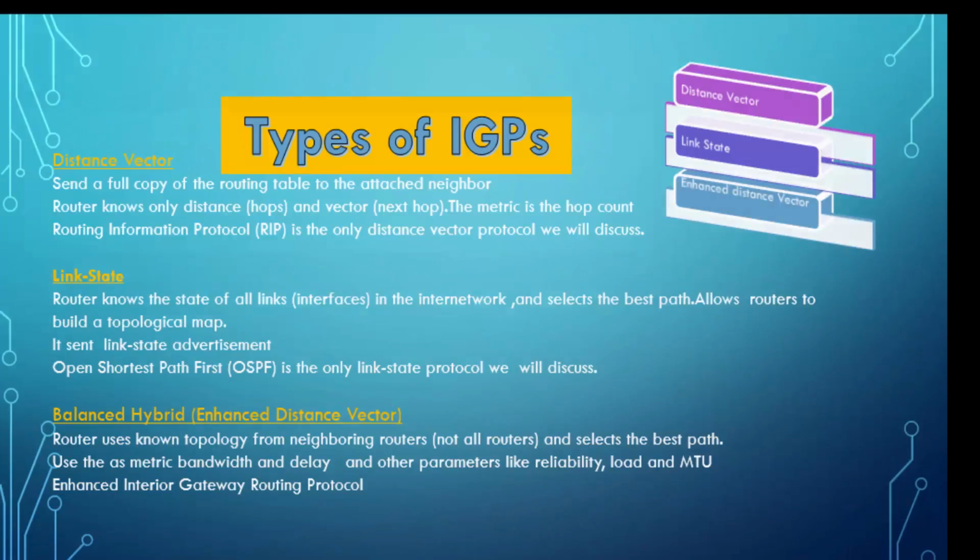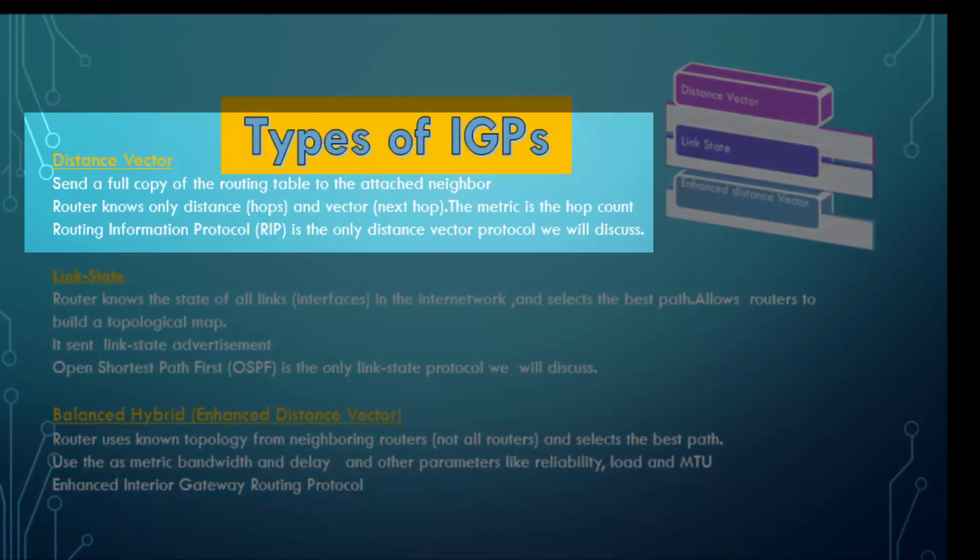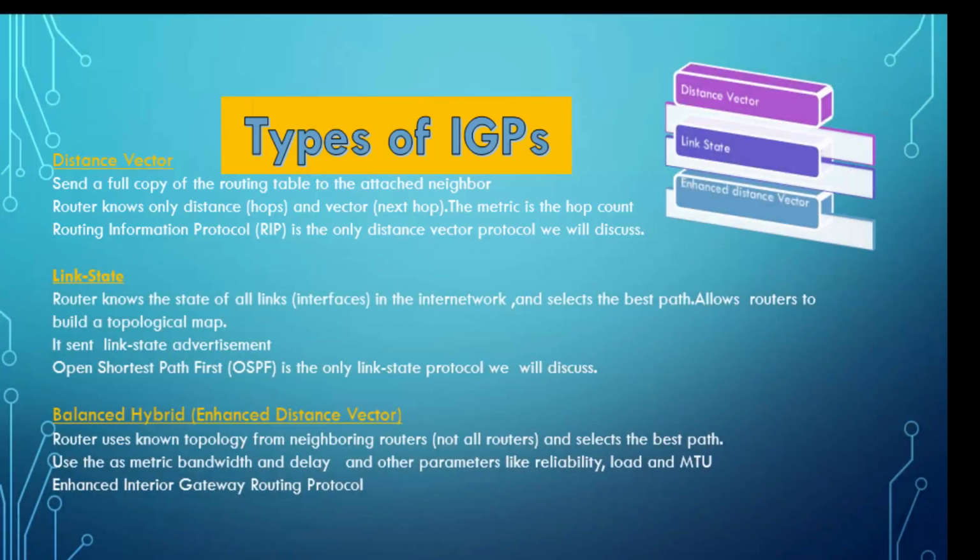Types of IGP. We're talking about distance vector. With distance vector, a router sends a full copy of the routing table to the attached neighbor. The router knows only distance in hops and the vector, the next hop. The metric is the hop count. As I mentioned before, in RIP the maximum number of hops is 15, and 16 is infinite. Routing Information Protocol, RIP, is the only distance vector protocol that we are going to discuss.